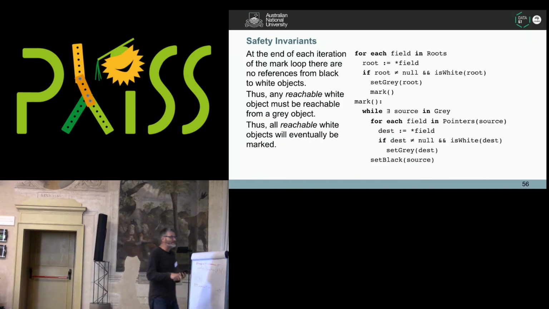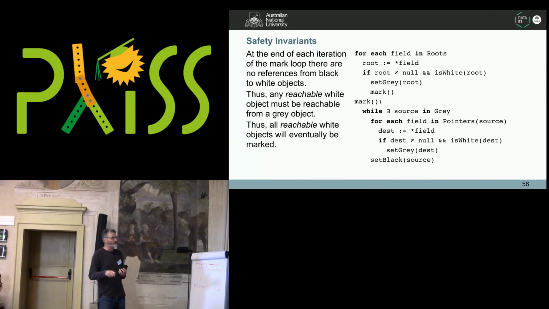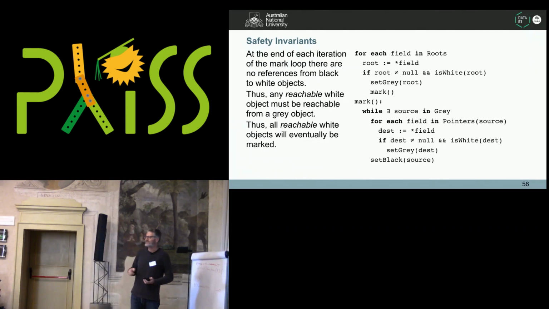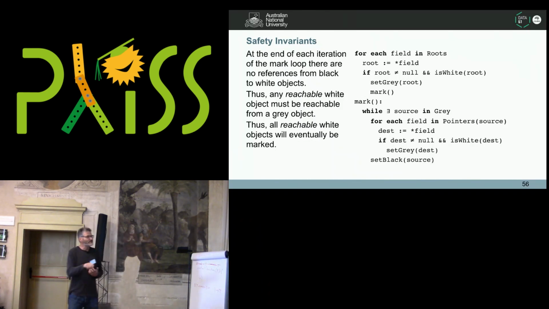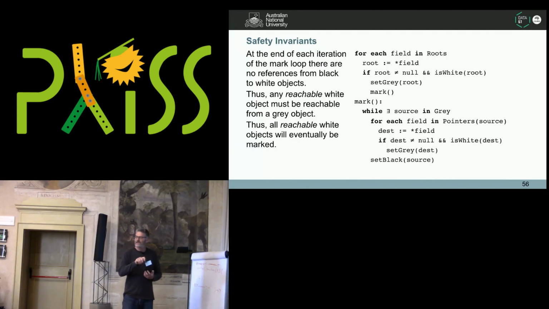Now, I'm reasoning entirely informally at this point about the correctness of this algorithm. Obviously, this is something that you would like to prove a little bit more formally. But we're going to defer that for now because I don't want to just prove abstract collectors. I want to prove concrete implementations of garbage collectors. But these are the sorts of invariants that we will use to reason about the correctness of a collector as it operates.